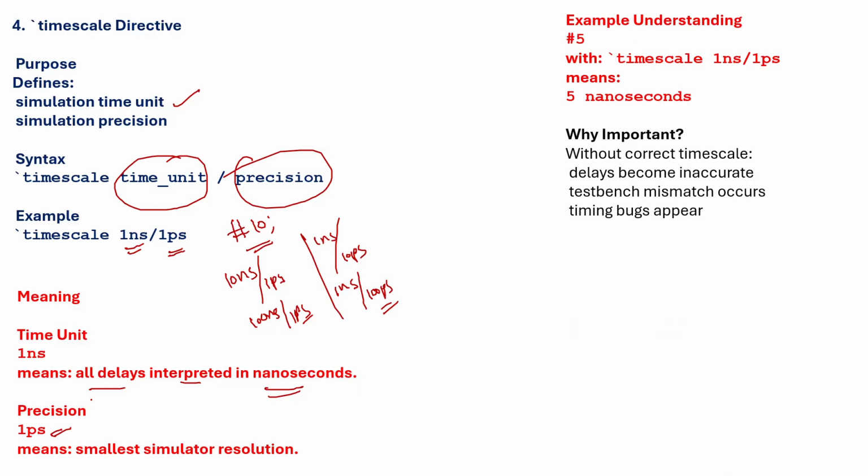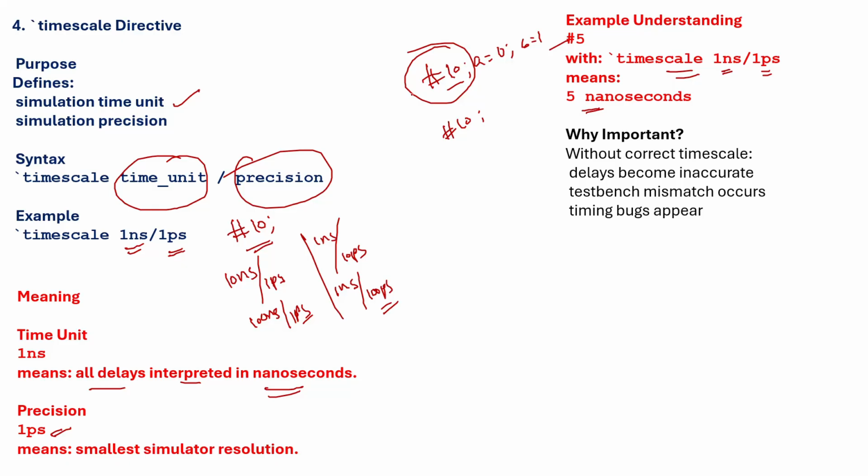See, what is the meaning? For example, #5 is there, right? I told you #5 with `timescale 1 nanosecond by 1 picosecond, so every time a 5 nanosecond delay will be considered. Suppose you take #10: a equal to 0, b equal to 1, and then #10. That means wherever you utilize these delays, that much delay only is applicable.